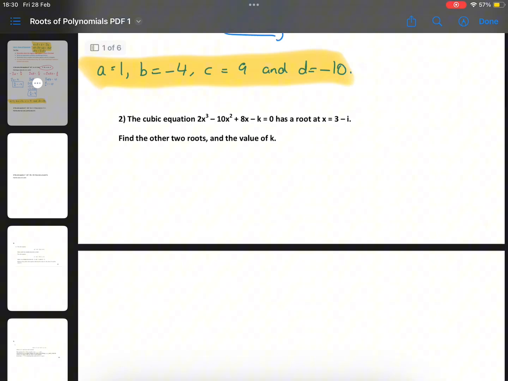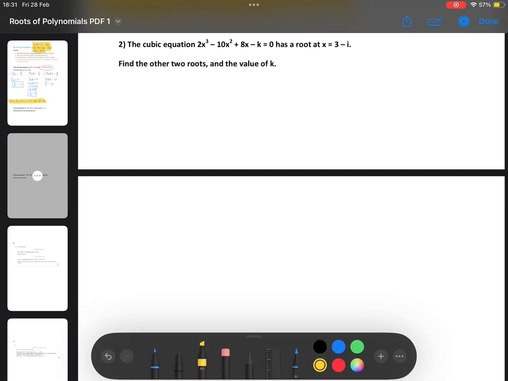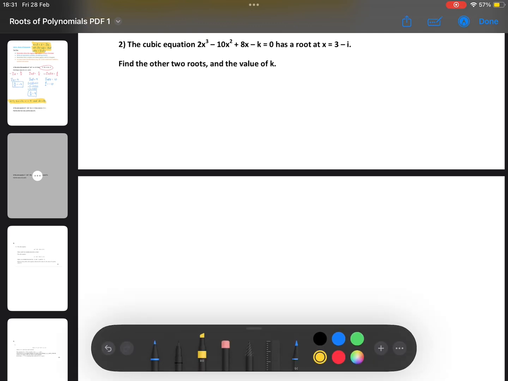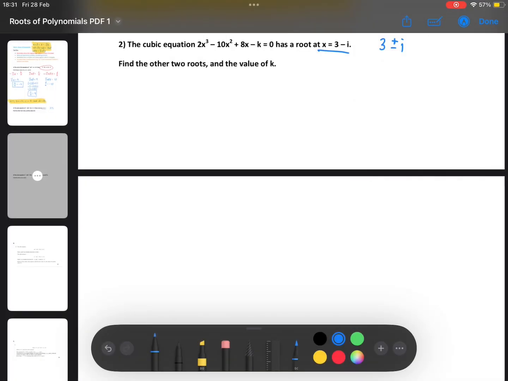Moving on to the second question. The cubic equation 2x cubed minus 10x squared plus 8x minus k equals 0 has a root at x equals 3 minus i. And having been told this, we know that there will also be a root at 3 plus i, because complex roots always appear with their conjugates. And we need to find then the other root and the value of k.